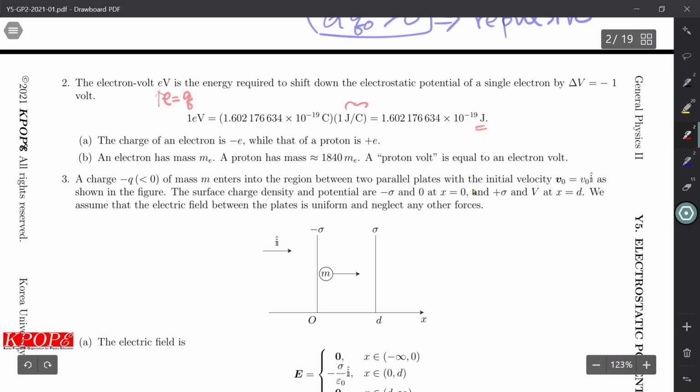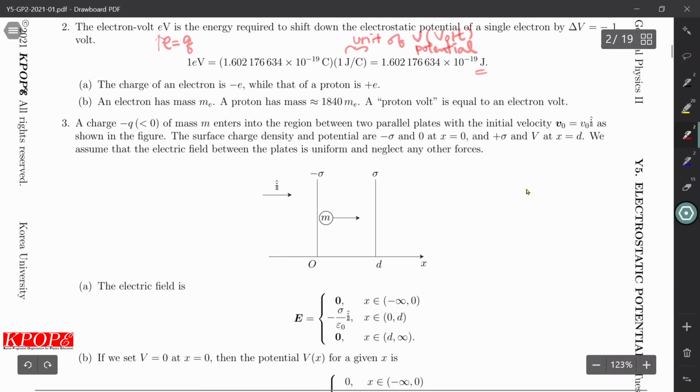Potential V is sometimes written as a volt as a unit. It is actually the electrostatic potential. All right. So the electron volt is energy.